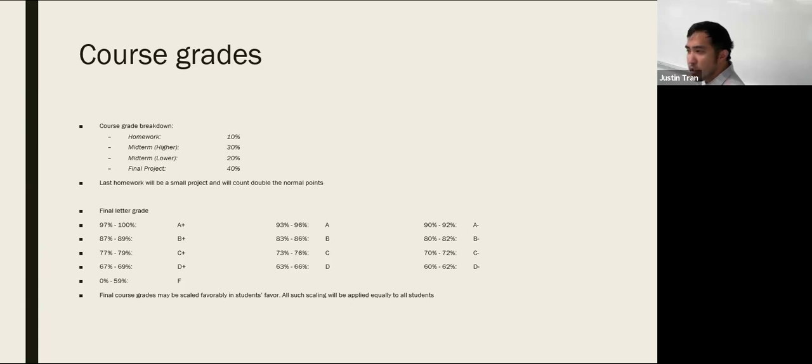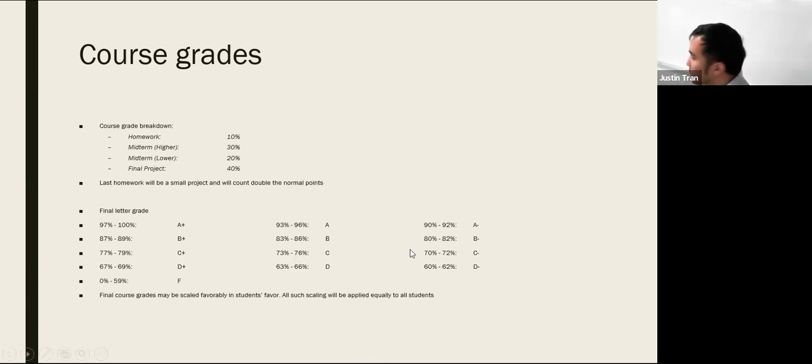And this policy is only meant to help you, right? It's just to give you some flexibility. All right, and once all the grades are in, I assign letter grades based on this breakdown here. I think this is fairly standard.